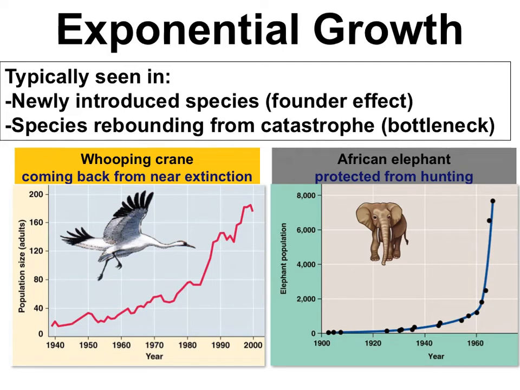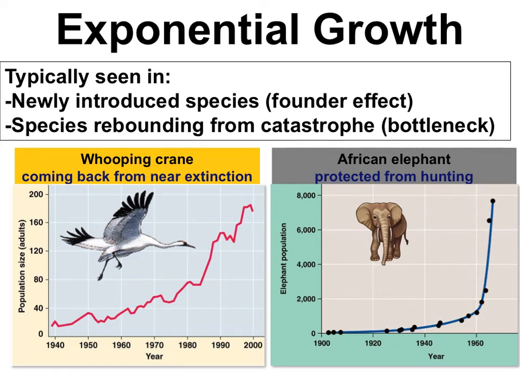Situations where exponential growth is seen is when a species is newly introduced to an area or when a species is rebounding from an environmental catastrophe that caused a population bottleneck. If you're looking to make connections, both of these can be related back to evolution with genetic drift and the founder effect and bottleneck effect. So here are two examples.